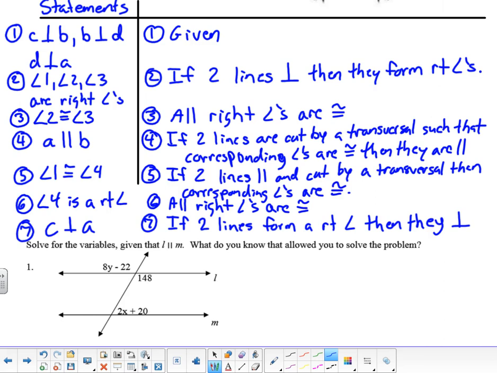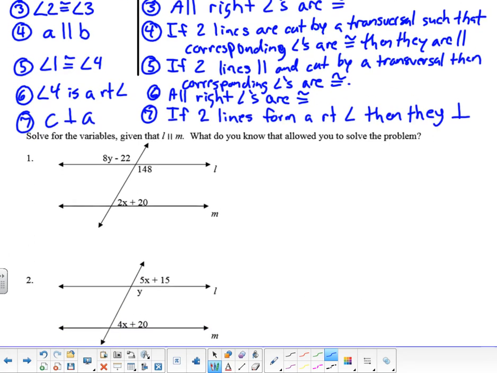Okay? So that is the proof of Theorem 3-10. It's on page 166 in your textbook. It says, in a plane, if a line is perpendicular to one of two parallel lines, then it is also perpendicular to the other. Okay? So just using the same stuff that we've done.